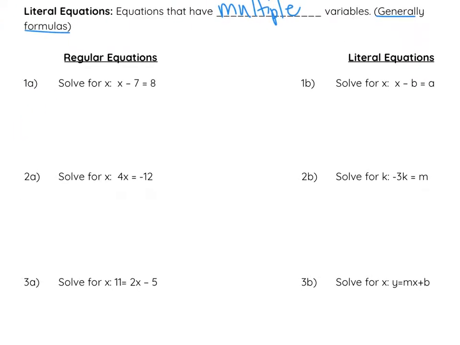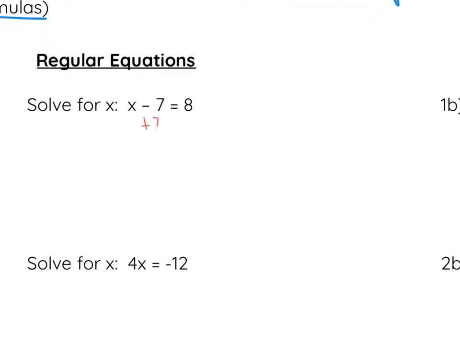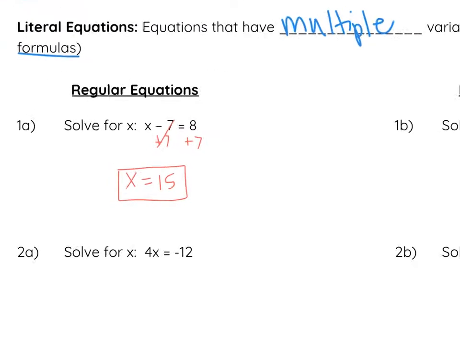So let's look at 1a. 1a says to solve for x, so that means we want to get x by itself. Well, the minus 7 right now is with the x, and so in order to get that on the other side, we need to add 7. So if we add 7 to both sides, we get x is equal to 8 plus 7 is 15. That's how we solve our quote-unquote regular equations.